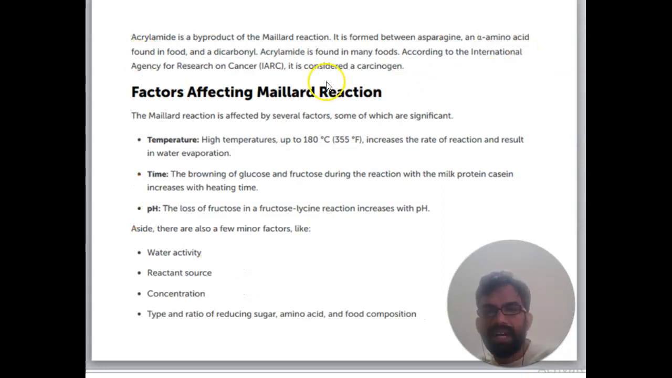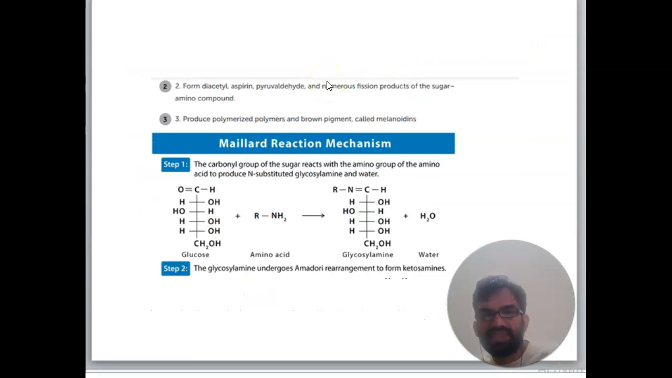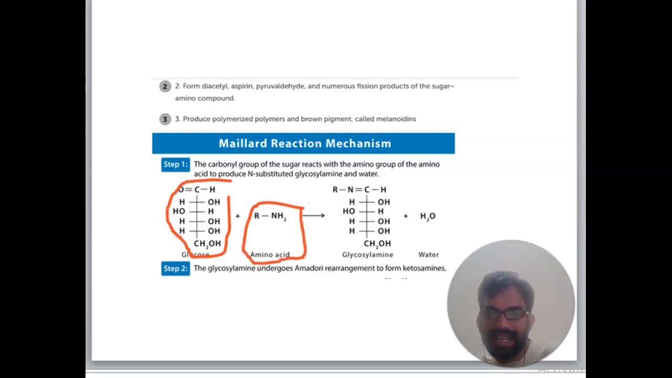And now you can see the mechanism of the Maillard reaction. Here you can see what we discussed earlier. This is the glucose. When you take our food, glucose interacts with the amino acid, like NH2, and combines to form glycosylamine plus a byproduct, and the byproduct is water. So this is actually the first step of the Maillard reaction.